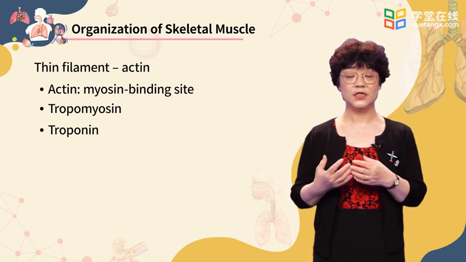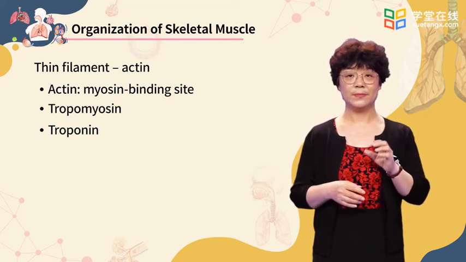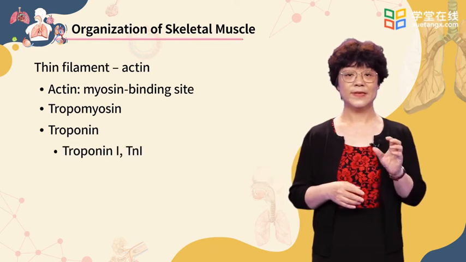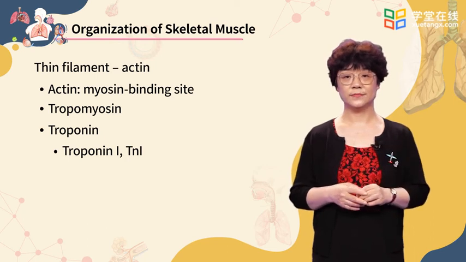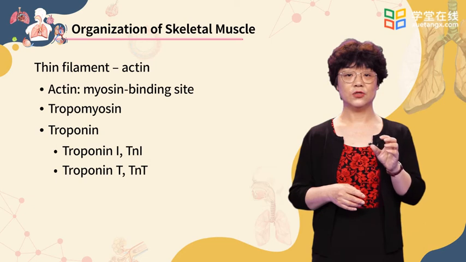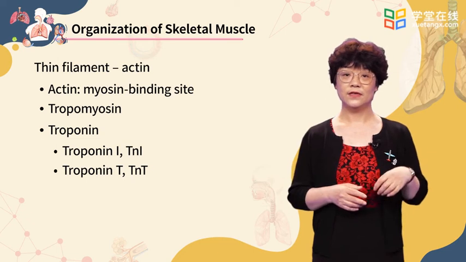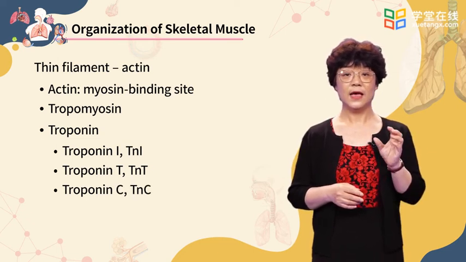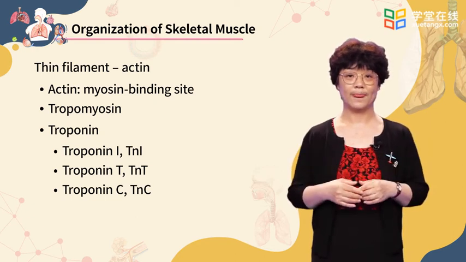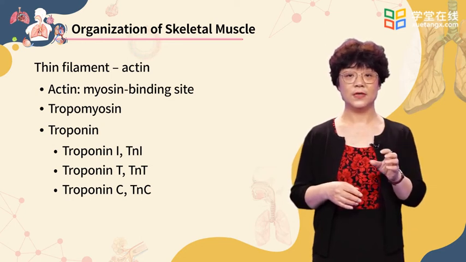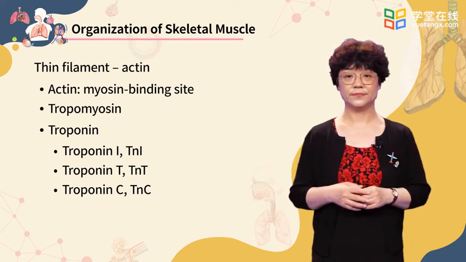Troponin is the other major component in the thin filament. It's a globular three-polypeptide protein. Troponin I, TnI, is an inhibitory subunit that binds to actin. Troponin T binds to tropomyosin and helps to position it on actin. The third one, troponin C, binds calcium ions and permits the interaction of actin and myosin. Both troponin and tropomyosin help control the myosin-actin interactions involved in contraction.